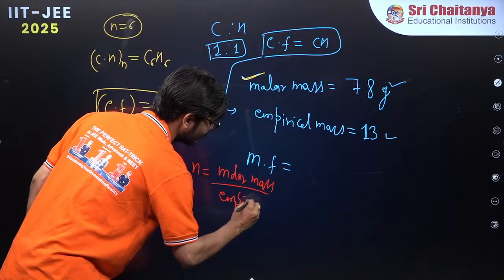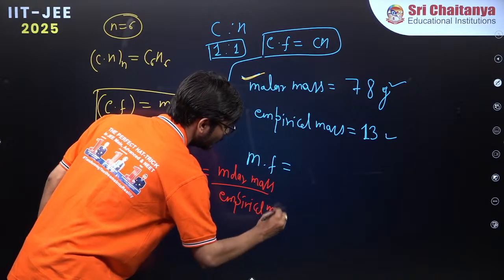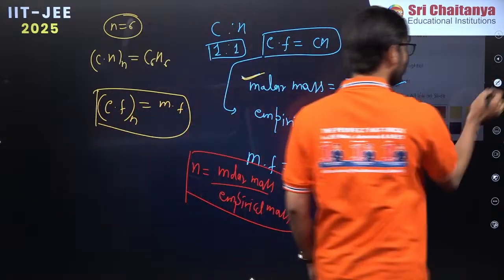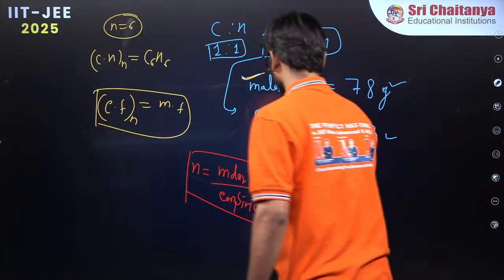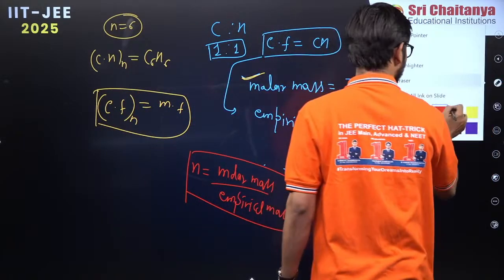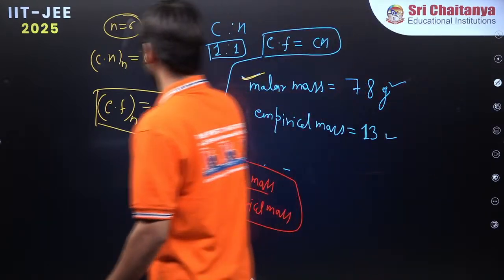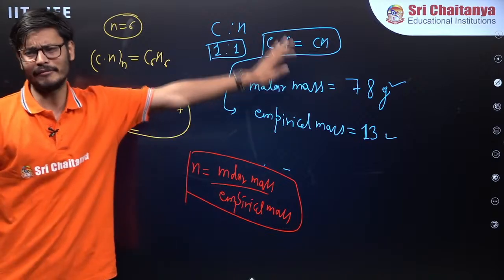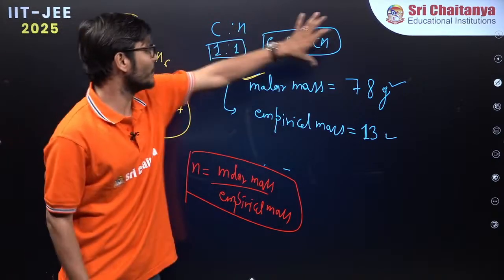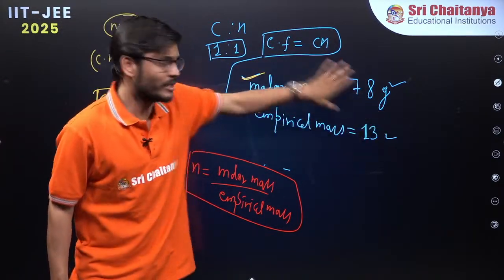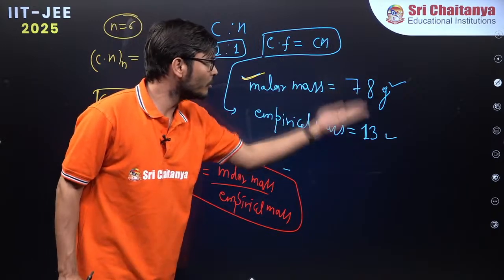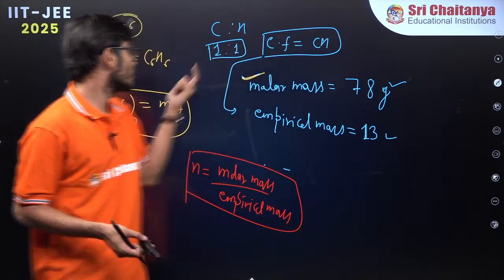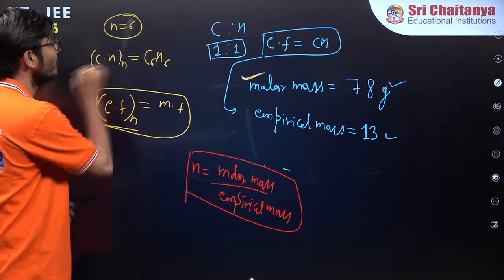Very, very easy, isn't it? If you divide molar mass by empirical mass, you'll get a number, and if you multiply that number in subscripts with the empirical formula, you'll get the molecular formula. I hope it is very easy. I knew the empirical formula, so I know the empirical mass. The molar mass is given to us. Divide, and what number comes? 6. That means you need to multiply by 6. So the compound comes out to be C6H6.